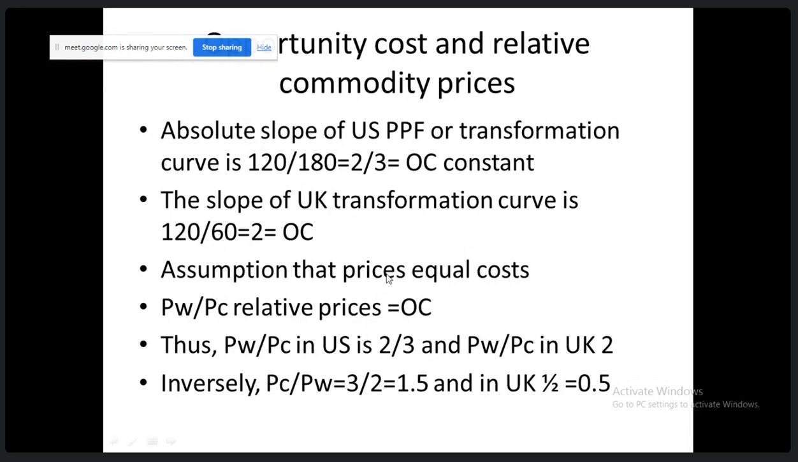Okay, so if we say that price equals cost, then the relative price of wheat to cloth should be equal to opportunity cost. So the relative price of wheat in US is 2 by 3 and relative price of wheat in UK is 2. Inversely, if we invert it, we see that the relative price of cloth is 1.5 in US and the relative price of cloth in UK is 0.5. Is that clear?